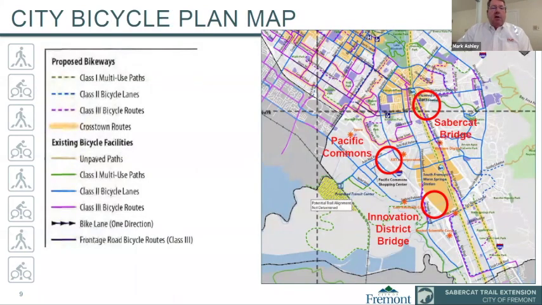So first, this is a map out of the city's bicycle master plan. And the point of this is that our project shown here, the circle toward the top, is one of 3 major pedestrian overcrossing projects on either 680 or 880 that the city is working on concurrently. So we are one of the 3. Next.